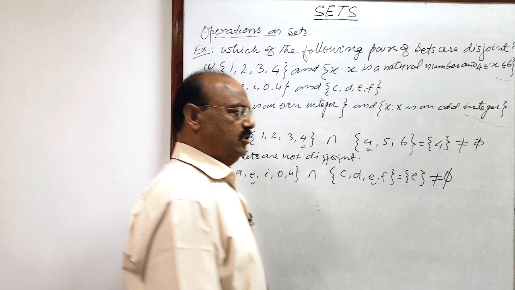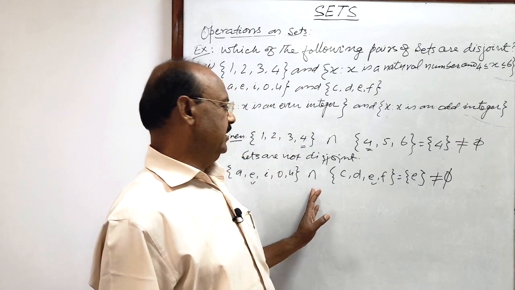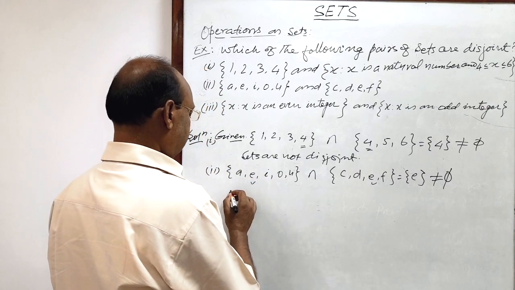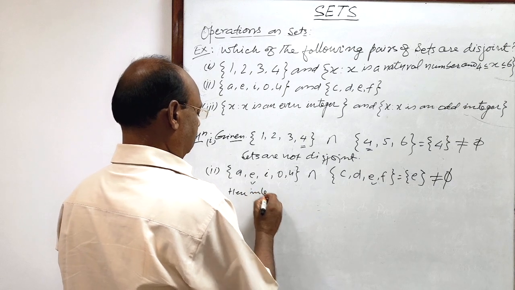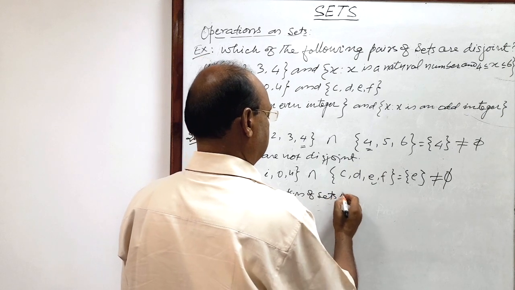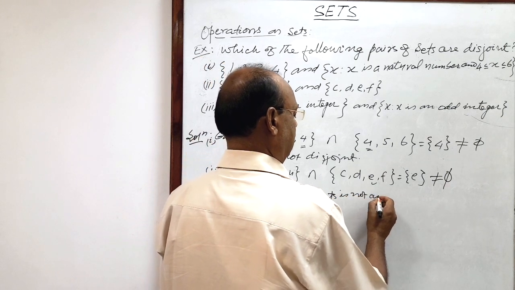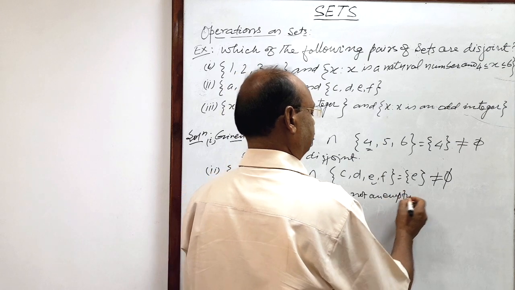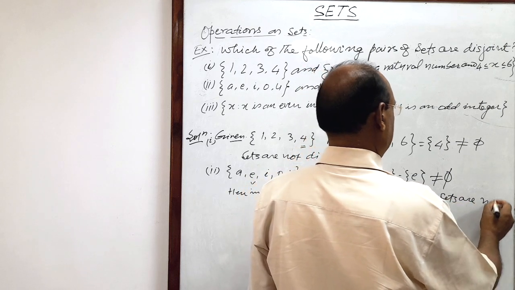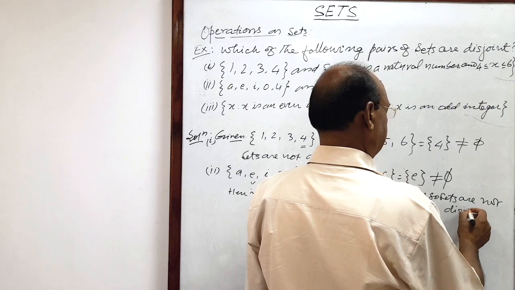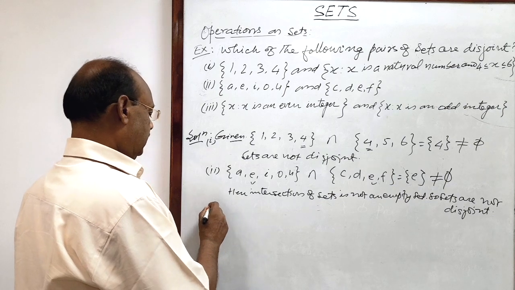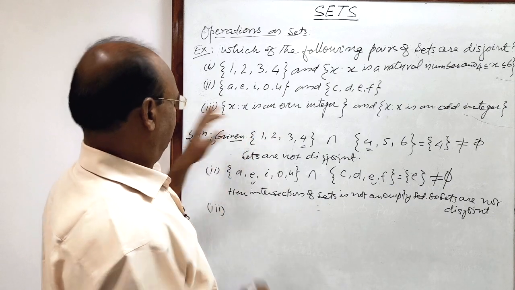But we know that two sets are disjoint only when the intersection of the two sets is a null set. So here the intersection of the sets is not an empty set, so the sets are not disjoint. Clear? Hope you are understanding it very well. Very simple question.